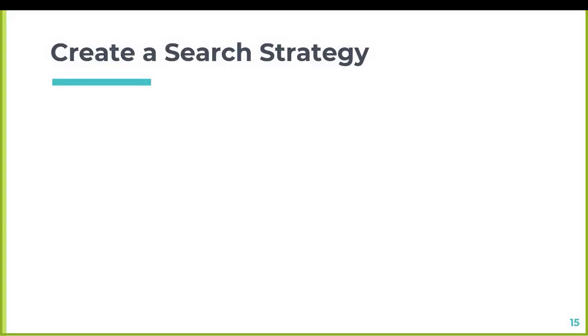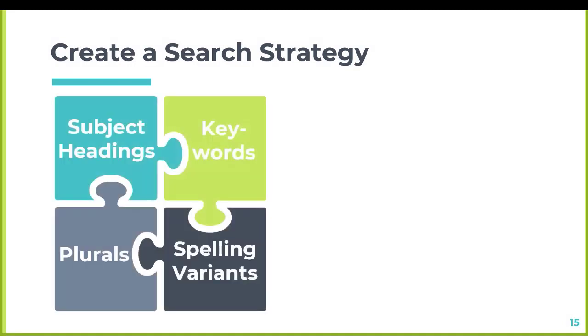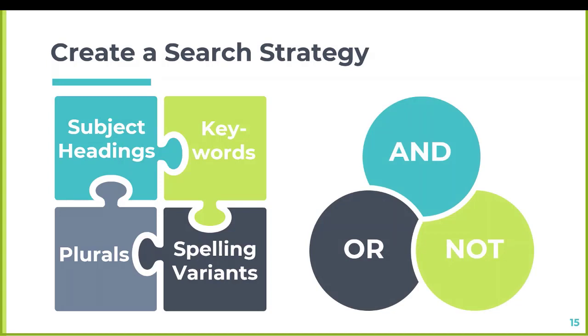Okay, so these are tools to help create a search strategy. We have subject headings, keywords, plurals and spelling variants, and we also have Boolean operators. So this is what we'll be covering in the next few slides.